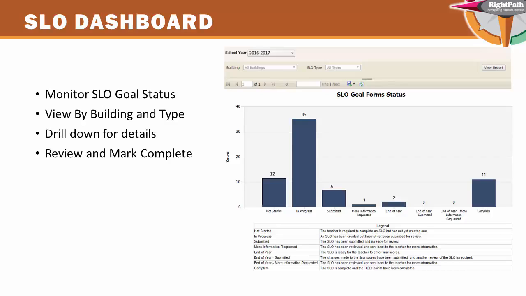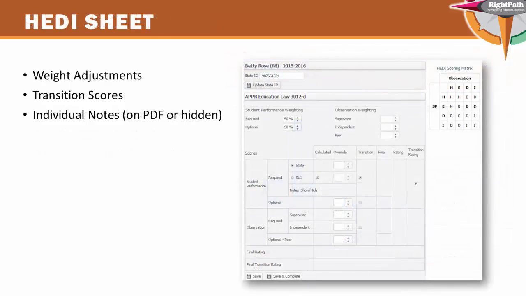And that's the basics of our SLO component in RightPath, and now we're going to move on to our HEDI extracts for state reporting. The last step in the APPR process is to submit scores to teachers and to the state. The HEDI sheet will pull in scores that are stored in RightPath.